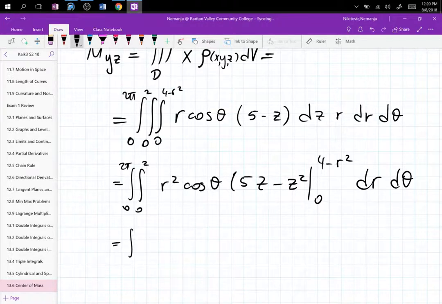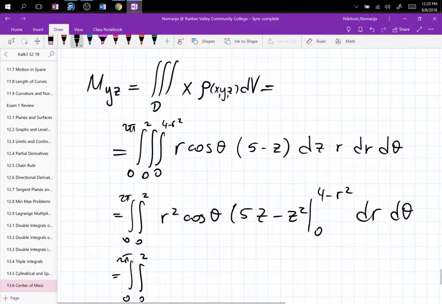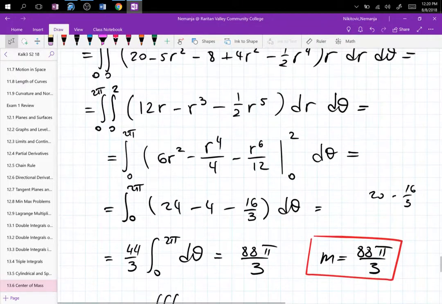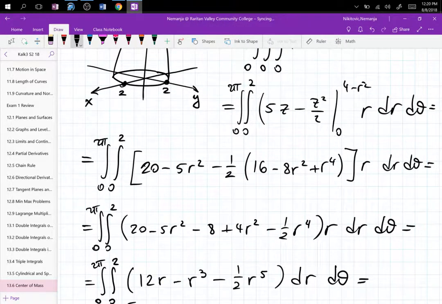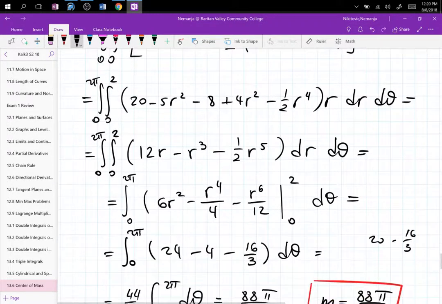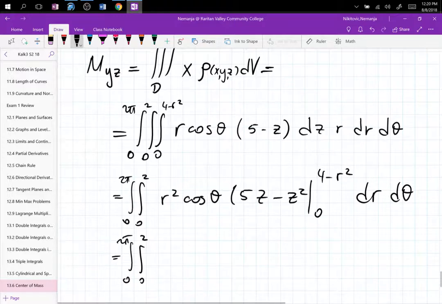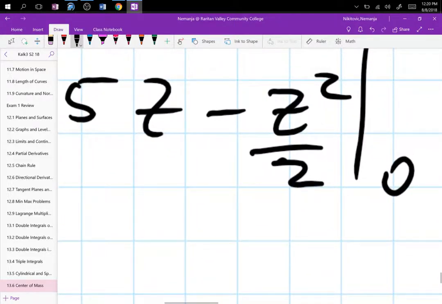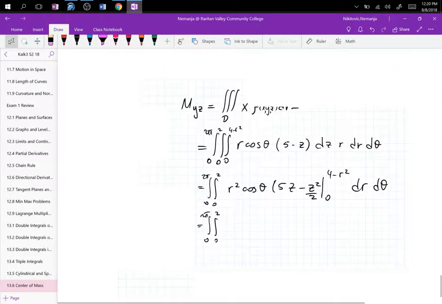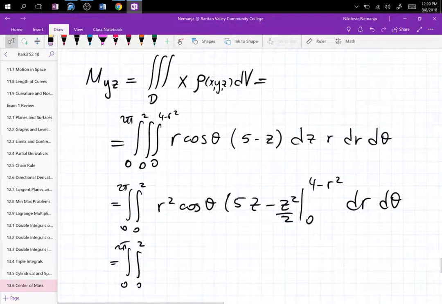So now this is the integral from 0 to 2 pi. And now I have this entire 5z minus z squared, the whole thing, right, I had before. Would you need a 2 under the z squared? 2 under the z squared. Over here? Yeah. It's there. Clearly. Look. It says over 2, right?